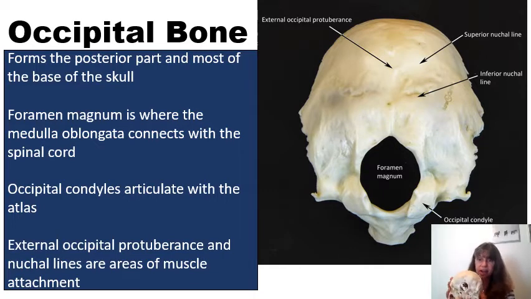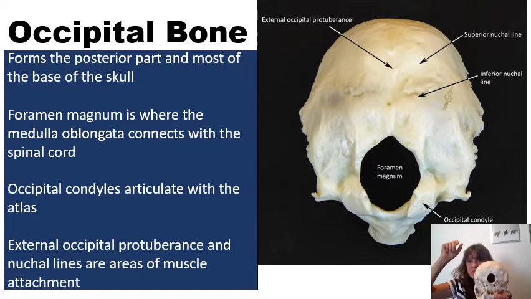On the posterior aspect of the skull, we see the occipital bone. If I put my hand over the occipital bone, my fingers are over a portion of it, and then coming up underneath and surrounding this hole would be the bottom portion of the occipital bone, which is otherwise known as occiput. The occipital bone forms the posterior portion and most of the base of the skull. The large hole that you notice in the occipital bone is referred to as the foramen magnum. The word foramen means hole and magnum means big. It's a big hole.